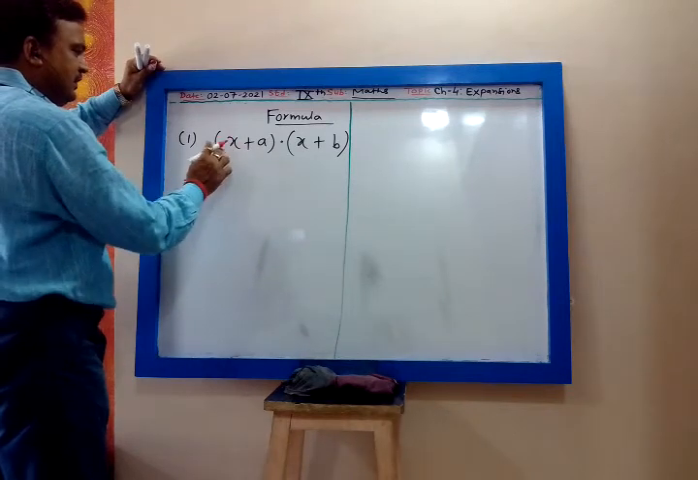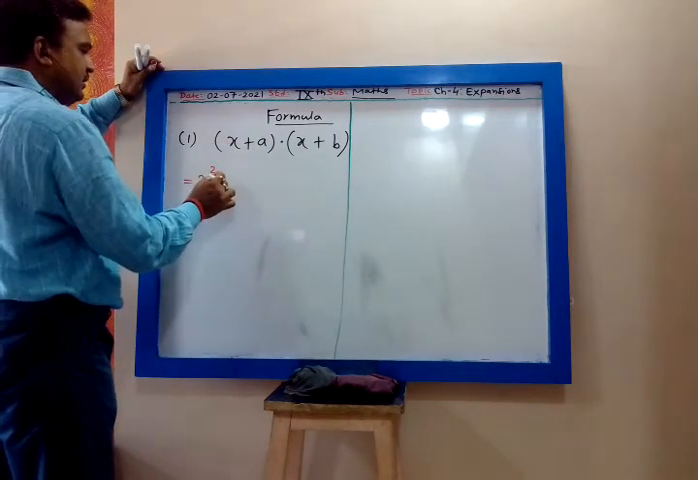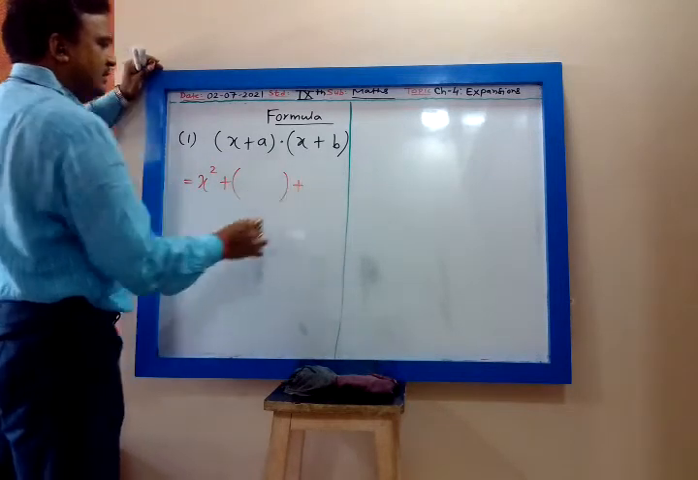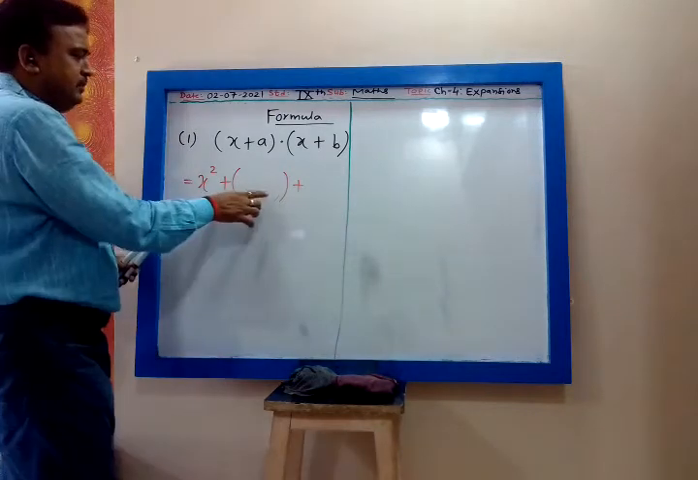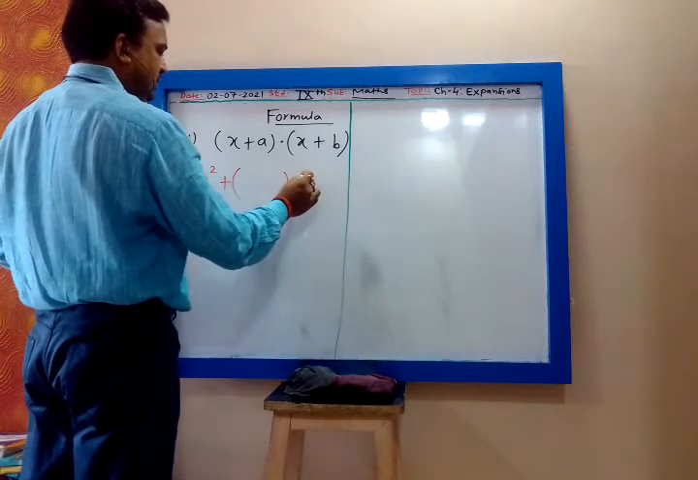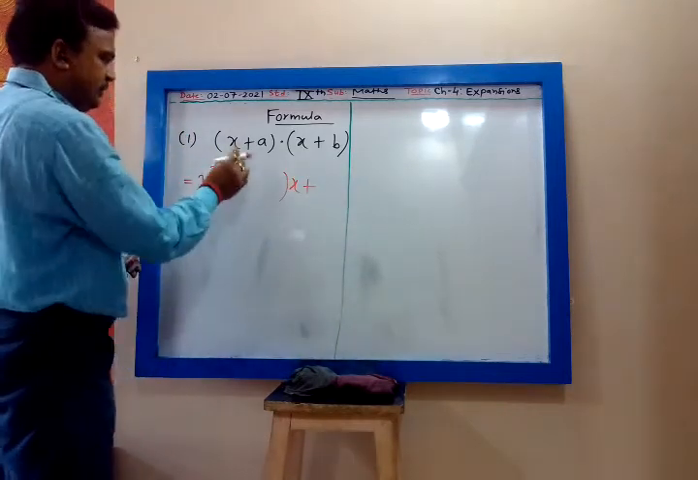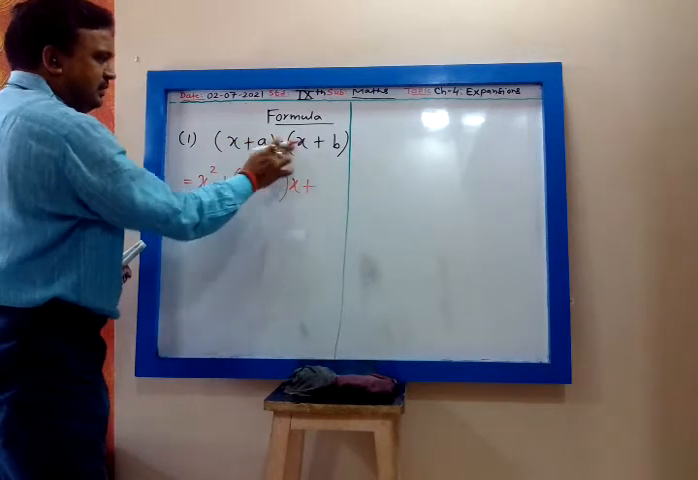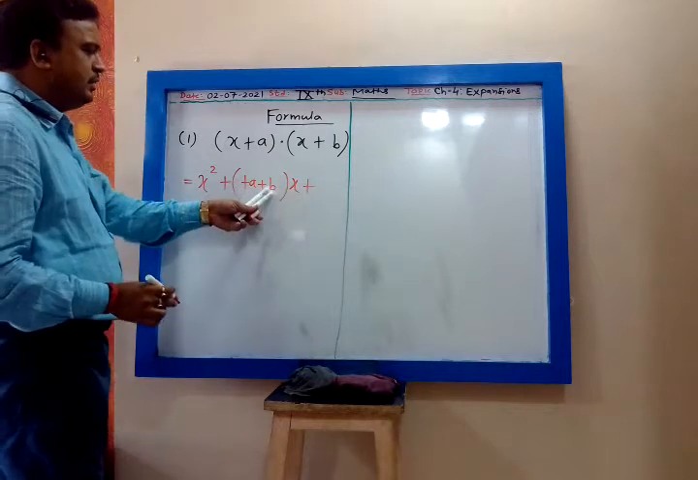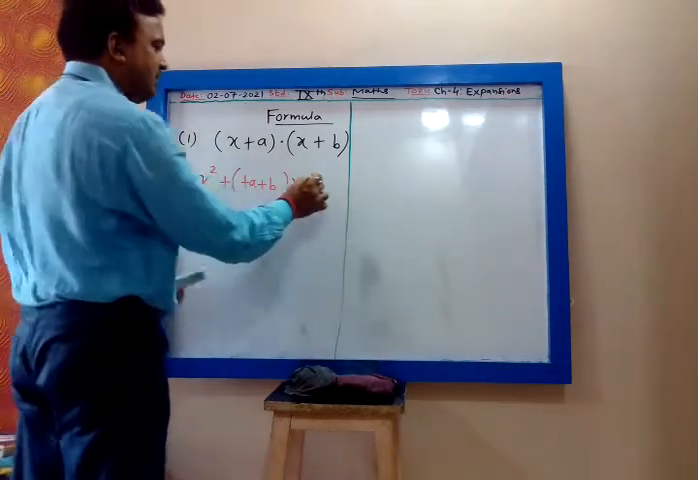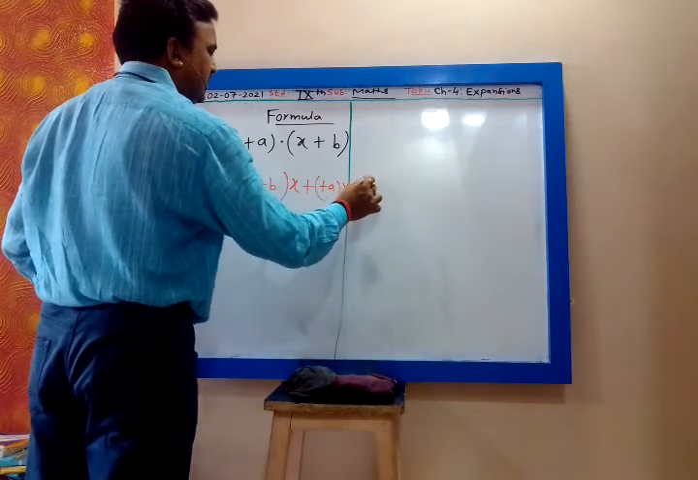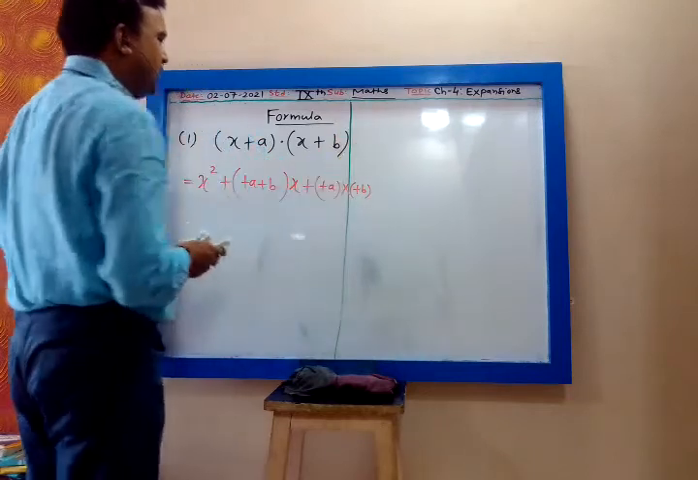The formula will be first term square, that is x square, plus, now in between plus x, plus, now in between you will add the numbers, plus a plus b, so we write plus a plus b. You will add these two numbers and then last you will multiply these two numbers, that is plus a into plus b, that's all. In this way we remember the formula.